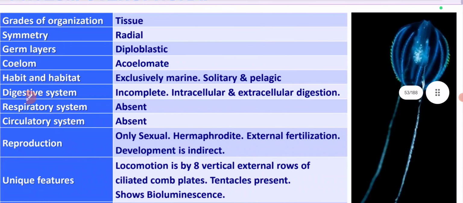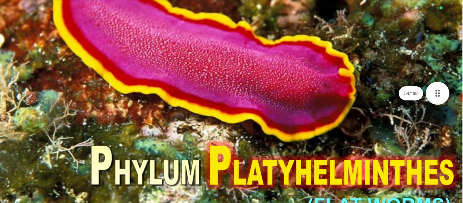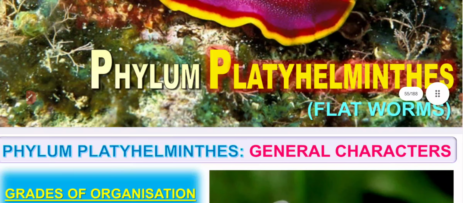So coming to the characteristics at a glance: tissue level of organization, radial symmetry, diploblastic germ layers, acoelomate, exclusively marine, solitary and pelagic, digestive system incomplete with intracellular and extracellular digestion, respiration and circulation absent, reproduction only sexual, hermaphrodite means bisexual organisms, external fertilization, development indirect. Unique features: locomotion by 8 vertical external rows of ciliated comb plates, tentacles present, and bioluminescence. Examples: Ctenoplana, Pleurobrachia.